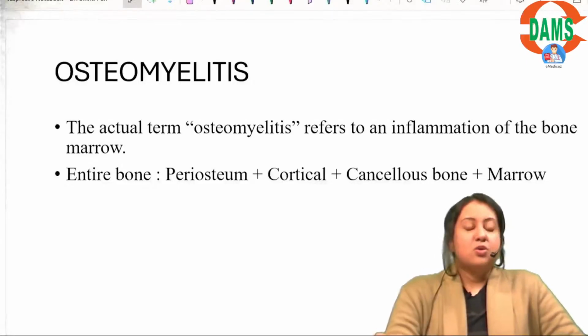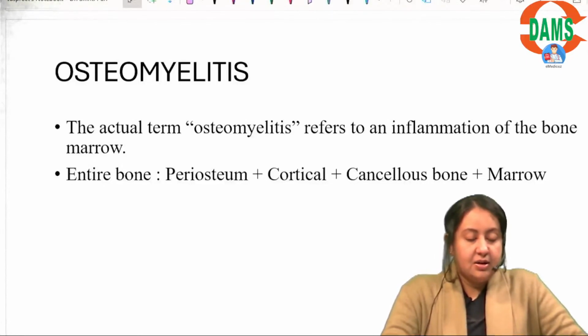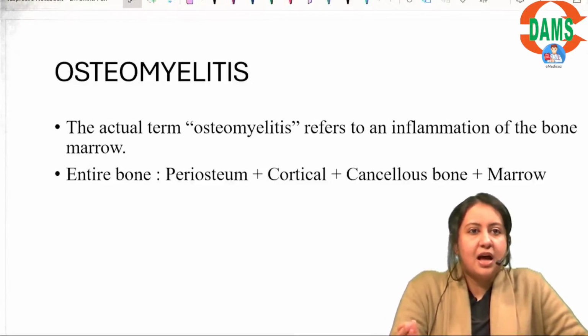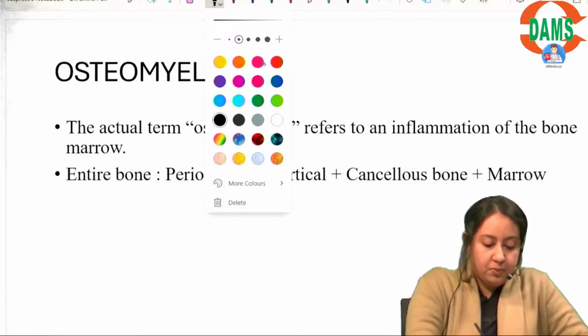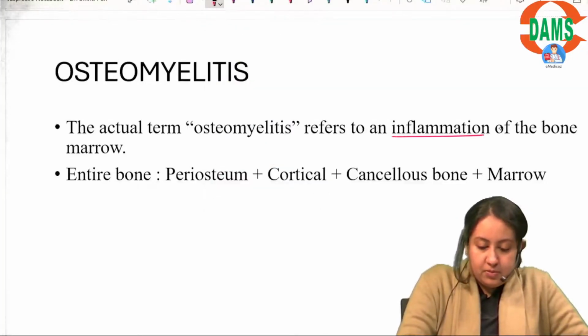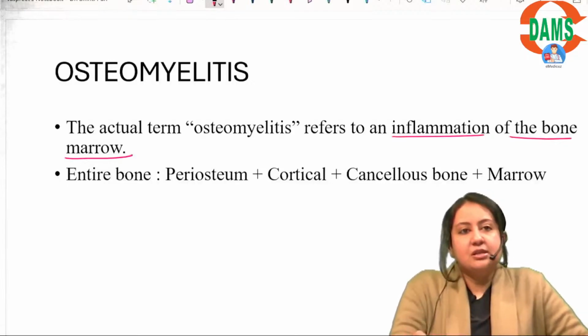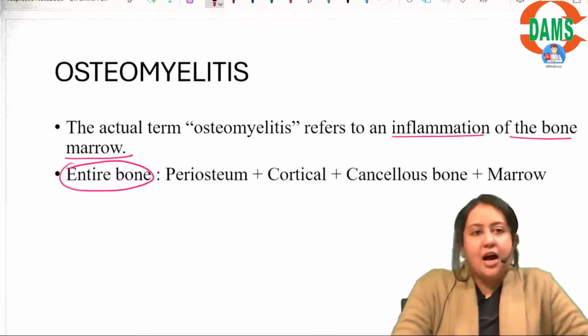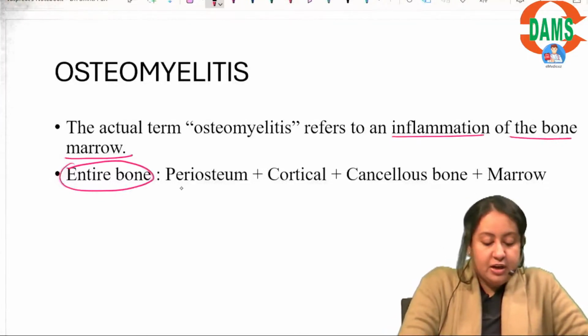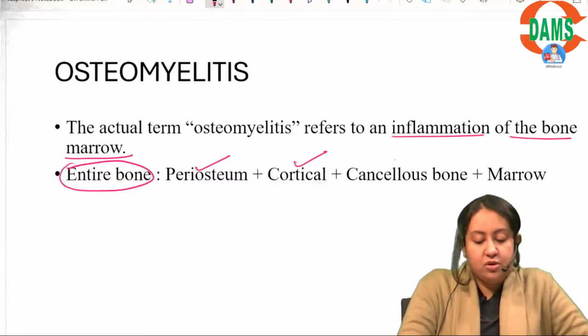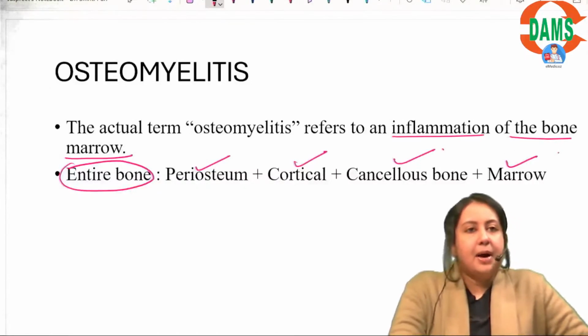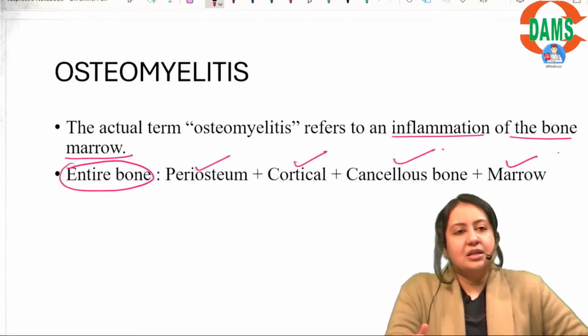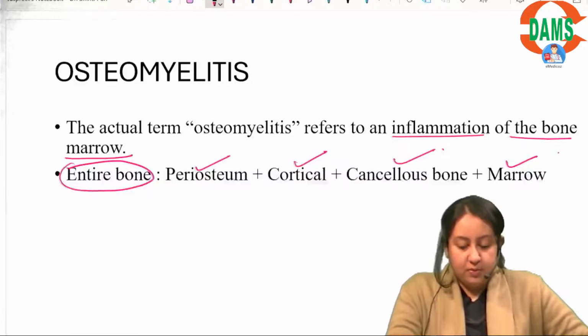Osteomyelitis actually means inflammation of the bone marrow. In literal terms it means inflammation of the bone marrow. However, the inflammation is not just restricted to the bone marrow, it eventually is the inflammation of the entire bone. The entire bone includes your periosteum, your cortical bone, your cancellous bone, and your marrow. So basically osteomyelitis is inflammation of the bone.